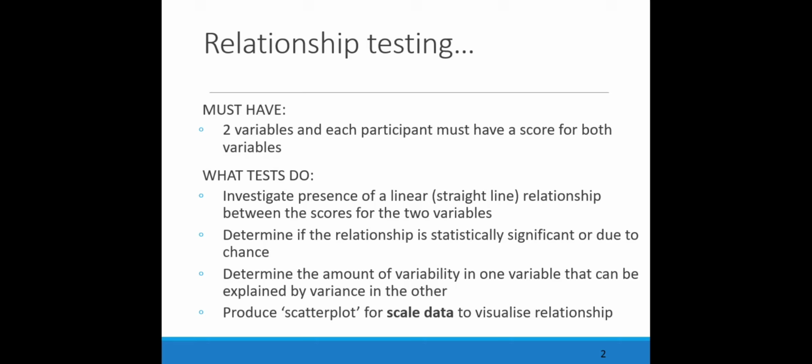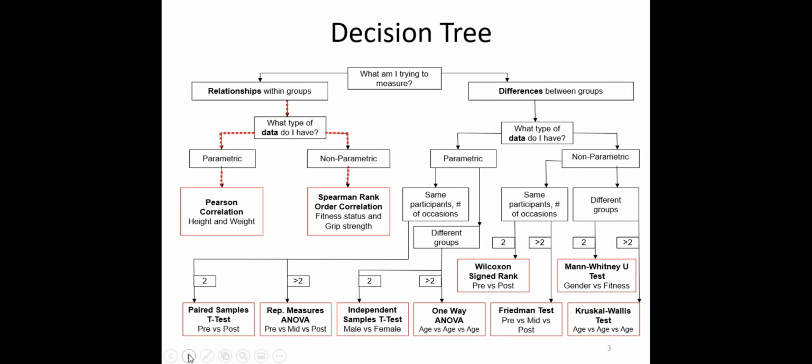And the test also goes some way in helping to determine the amount of variability that one variable can be explained or almost predicted by the other variable. So an easy way to imagine this, for example, could be height and weight. As people get taller, they get heavier, and you could be able to predict one of these variables from that other variable. And one of the steps to doing a correlation test is to produce a scatter plot so that it helps visualize the data.